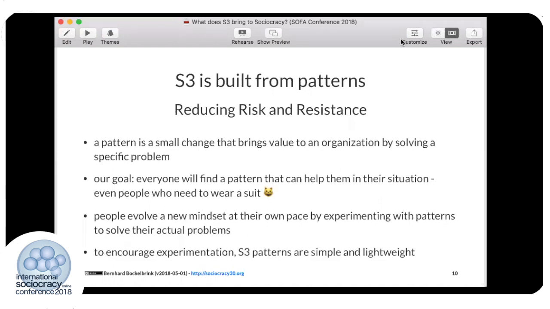And this is why we built S3 from patterns. A pattern is a very small change that brings value to an organization by solving a very specific problem. Our goal was that everyone should find a pattern that helps them in their specific situation, even the people who wear a suit. And experimenting with those patterns should help people create that new mindset at their own pace while they solve their problems. And all these patterns we have, they are very simple and very lightweight.